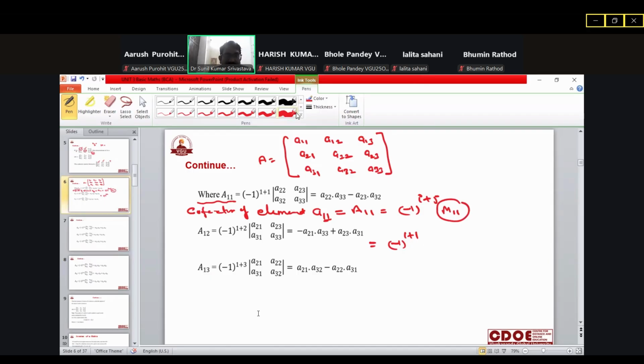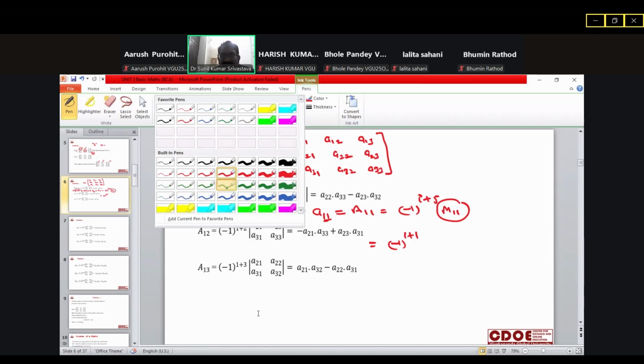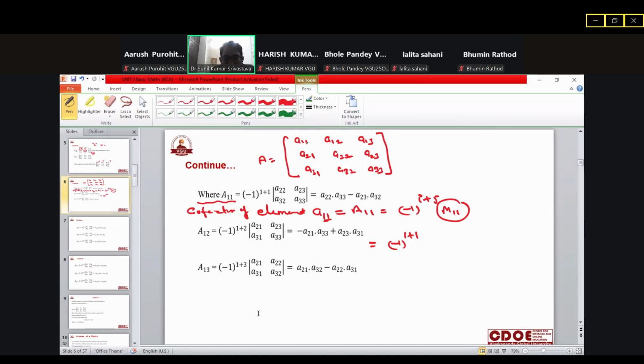How to calculate it? We have to do it like this. First of all, we find the cofactor of this element. We have to remove the row in which it lies, and remove the column in which it lies. After removing these, we have the determinant of A22, A23, A32, and A33. After solving this, minus 1 to the power 2, that is plus 1, we multiply: A22 into A33 minus A32 into A23. So this is the value.